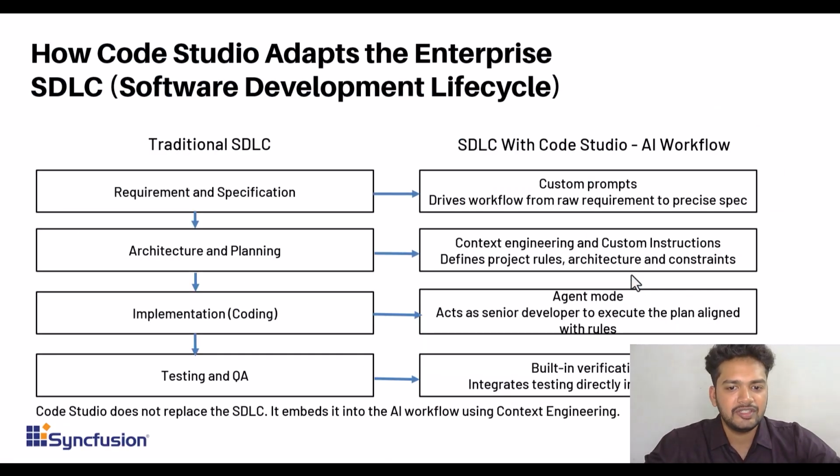A very important clarification here. Code Studio does not replace your SDLC. Enterprises still need requirements and specification, architecture and planning, implementation, reviews, testing, and compliance. What Code Studio does is embed the SDLC directly into the AI workflow. Here's how it is done. Custom prompts turn raw requirements into clear specifications, custom instructions define architecture, rules, and constraints, and agent mode executes like a senior developer, and built-in verification shifts testing earlier. Instead of humans manually enforcing the process, the workflow itself enforces it. This approach is powered by what is called context engineering.